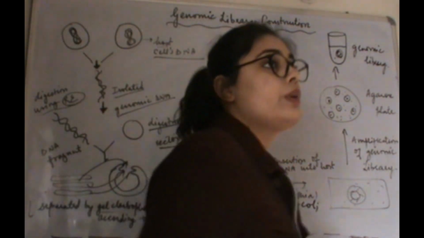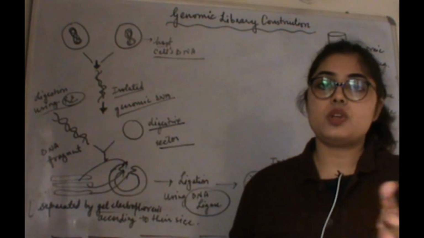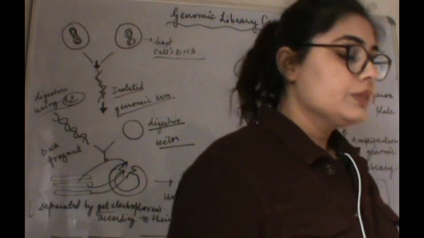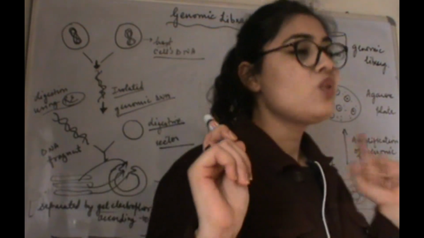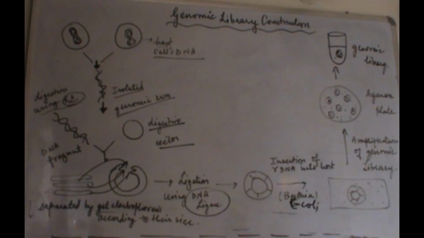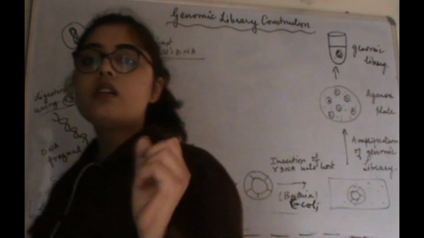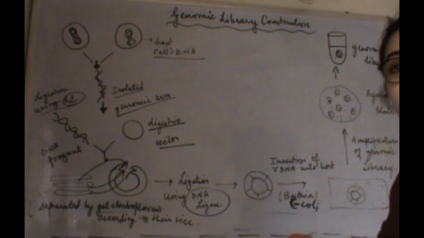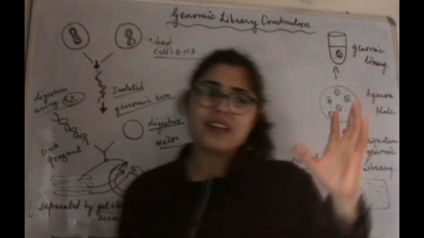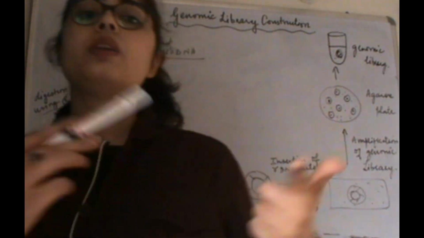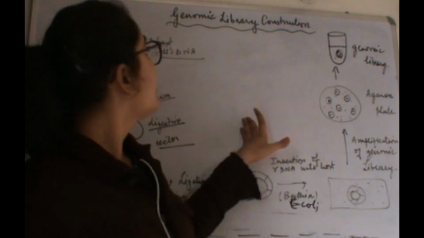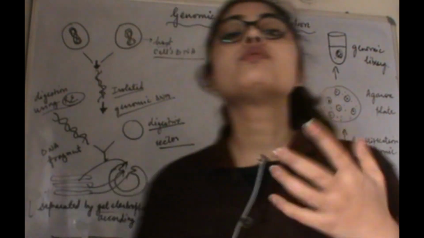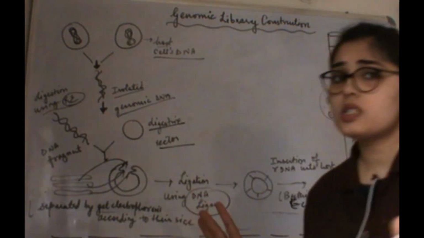Now what are the points which are in the genomic library and which are not in the cDNA library? So let me tell you that the genomic library is larger as compared to the cDNA library, and the cDNA library carries only the expressed gene sequence, and it is smaller as compared to the genomic library. But guys, I think there are a lot of differences, so I will make a separate video for this. So right now I think you will be clear with how the genomic library is constructed. It's a very simple process, right?